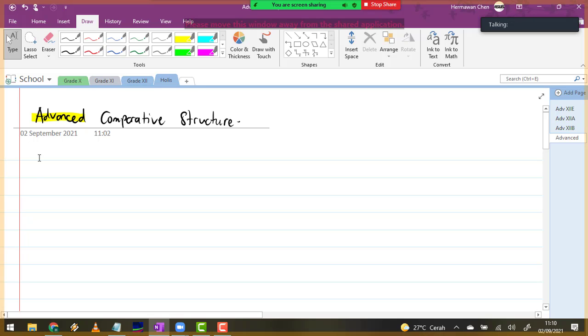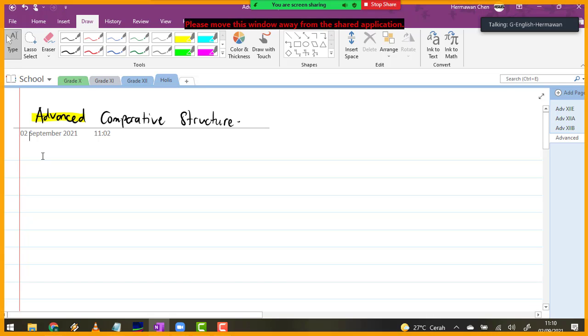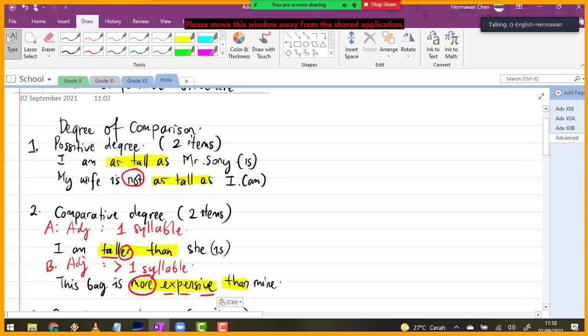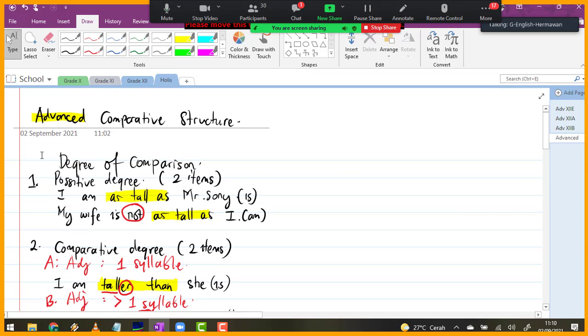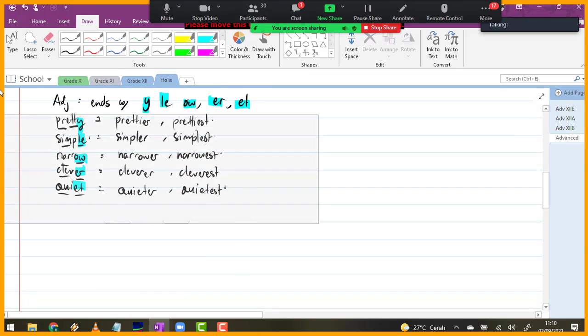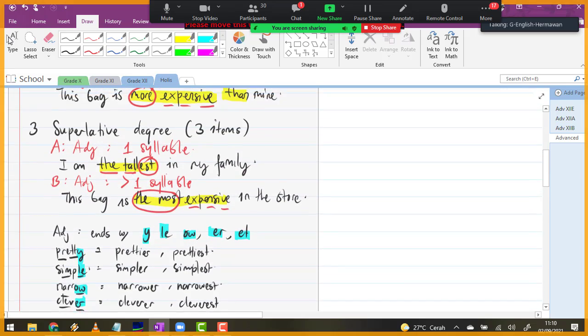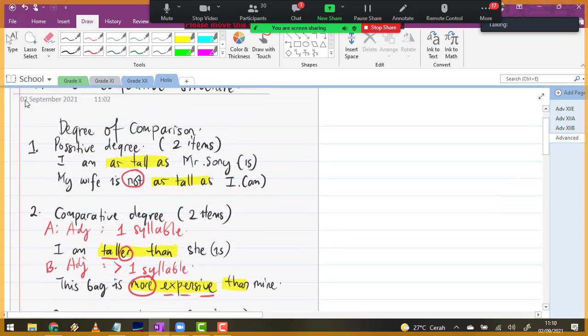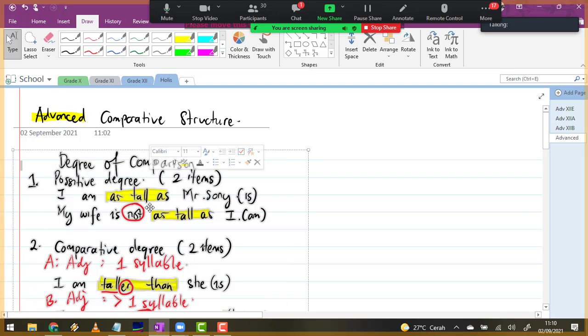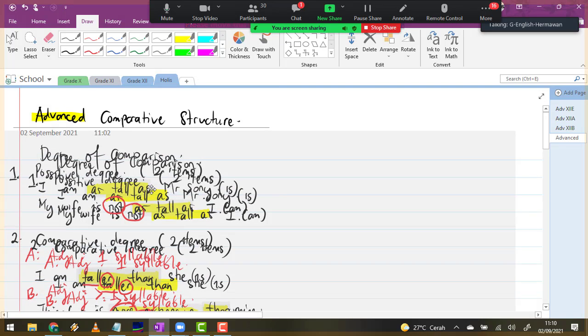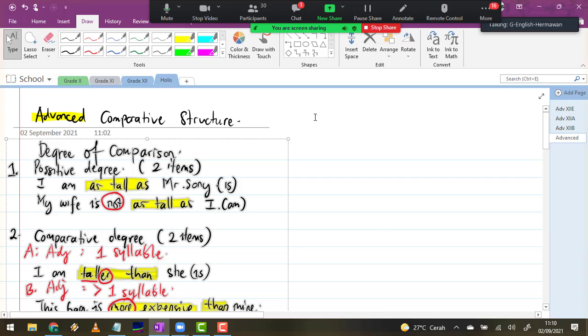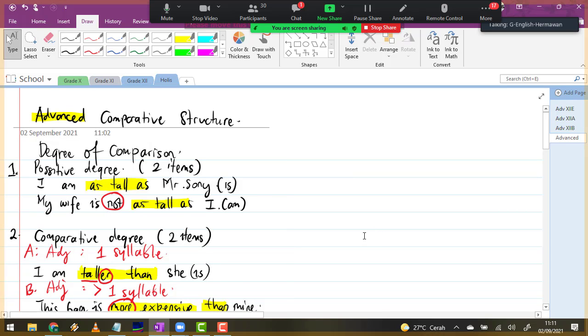Okay, you guys have already studied degree of comparison. Actually, when you were still in the 8th grade, junior high school. Okay, I'm going to explain the basic first. Yeah, this is the basic. I'm going to review the material first, and then I'll continue to the advanced comparative structure.